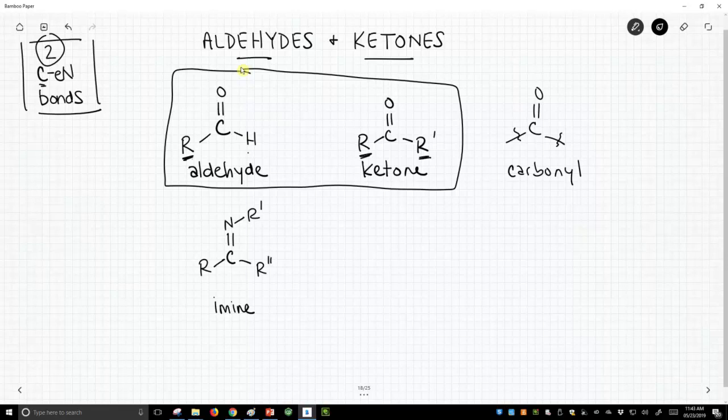Aldehydes and ketones can be identified by the fact that they have a carbonyl, and that carbonyl is flanked by one, and it's an aldehyde, or two carbon groups. Note that the aldehyde specifically needs to have a hydrogen attached to it. So these are two very common functional groups. They're tied together. They look the same. They also have the same oxidation state, and they do a lot of the same chemistry.